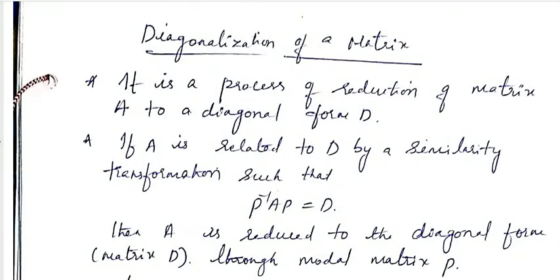The topic which I'm going to discuss is diagonalization of a matrix. It is a process of reduction of matrix A to a diagonal form D. If A is related to D by a similarity transformation such that P inverse AP is equal to D, then A is reduced to the diagonal matrix through the model matrix P.